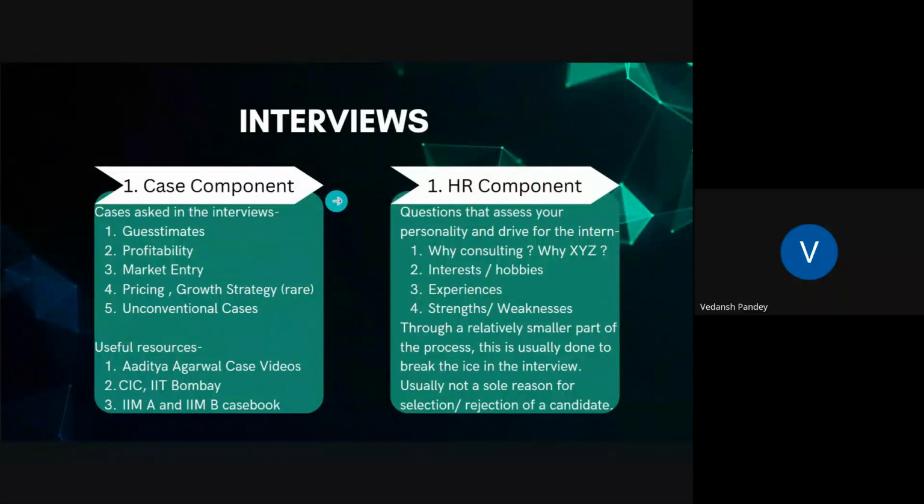The various cases that can be asked in an interview, or in a buddy round as well, are guesstimates, profitability, market entry, pricing, growth strategy, and unconventional cases. Unconventional cases are the ones that don't have a framework you can readily apply. Even in the above ones, there can be a case that combines multiple of these. Generally, the case component lasts around 20 to 25 minutes, so an interview lasts around 30 minutes.